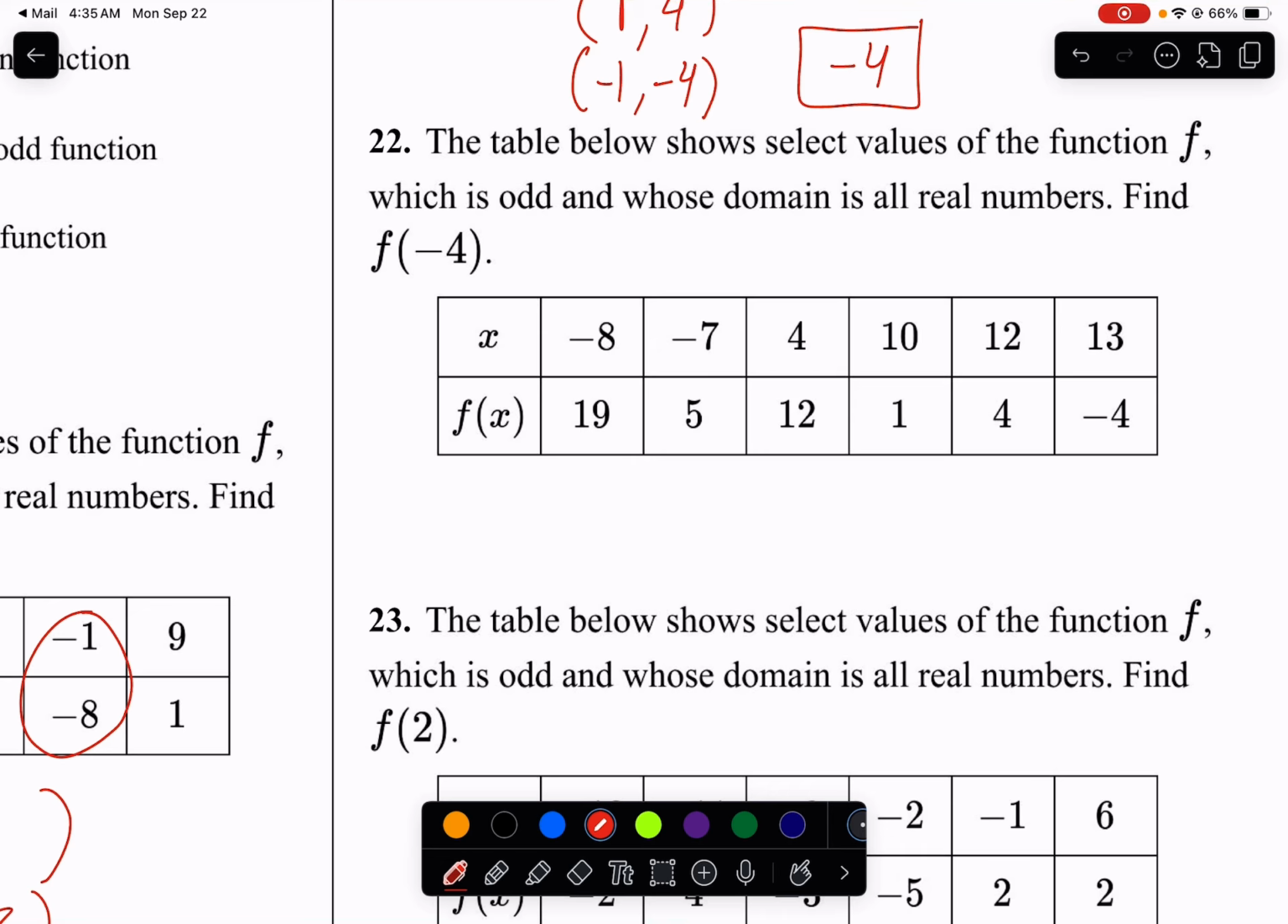All right, so then for number 22, they tell us that it's odd. They want us to figure out what the output is for negative 4. Well, the output for positive 4 is 12. So that means that the output for negative 4 is going to be negative 12.